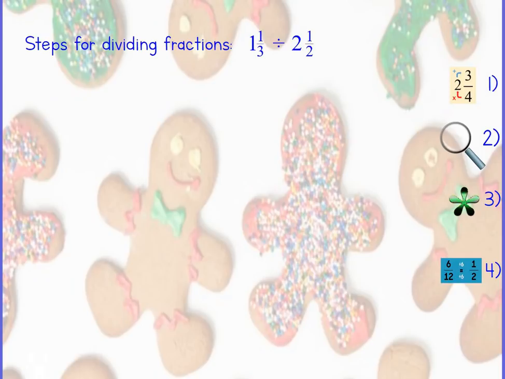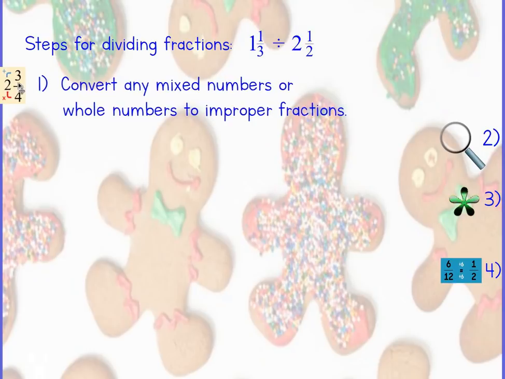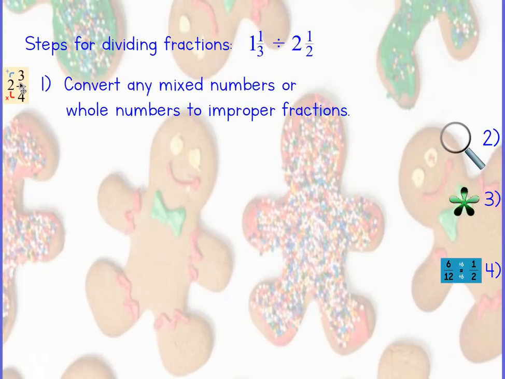All right, so steps for dividing with fractions and whole numbers. So I have 1 1/3 divided by 2 1/2. Make sure that you're not only filling out the steps, but that you're actually showing each step. So step number 1, convert any mixed numbers or whole numbers to improper fractions.